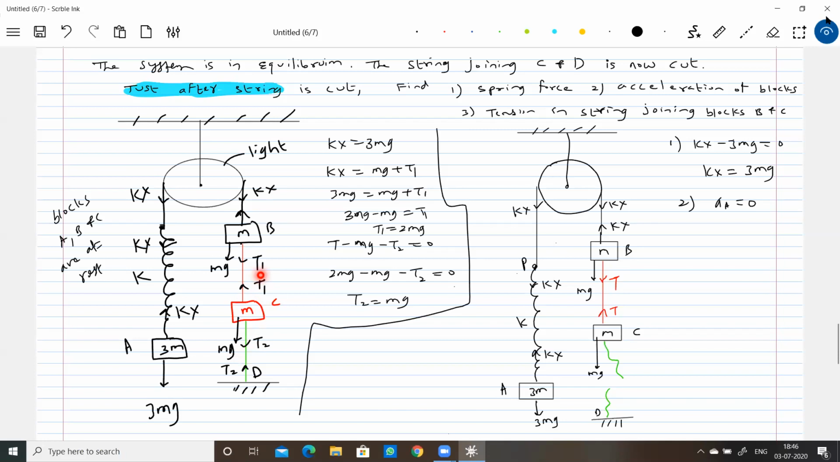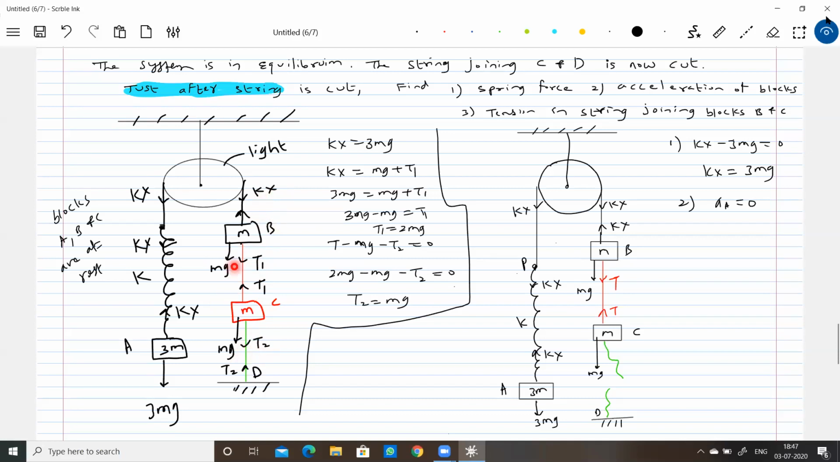You may not accept, so how you were discussing all this. You do one thing, take B and C as one system. Earlier, what was the spring force balancing? This T1 will become internal, plus T1 minus T1. The spring force was balancing this mg and this T2. Agreed all of you? Now, the moment I cut this string here, then what happened?